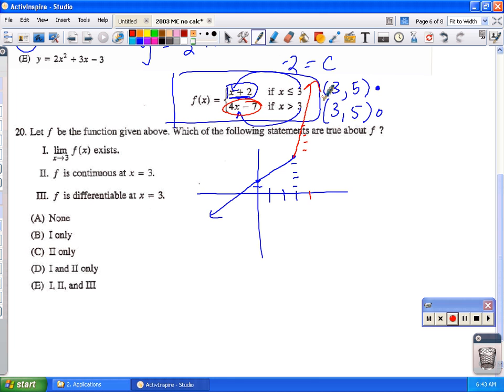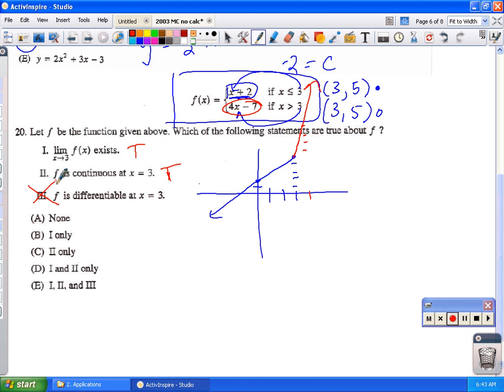So does the limit exist? It absolutely does. That is true. What number is this? 20. Is the function continuous at 3? Yeah, there's no hole there because we filled the hole, so that's true. Is the function differentiable at 3? No, there is a sharp turn.